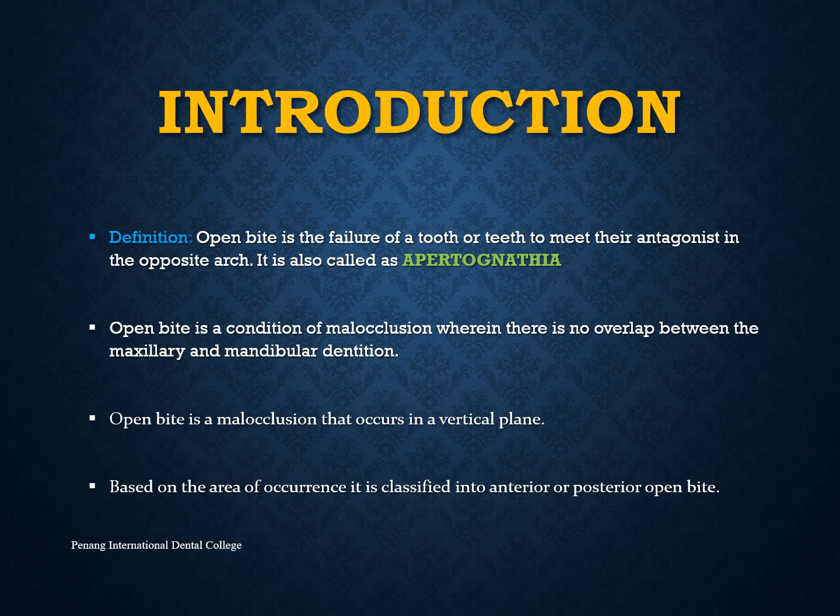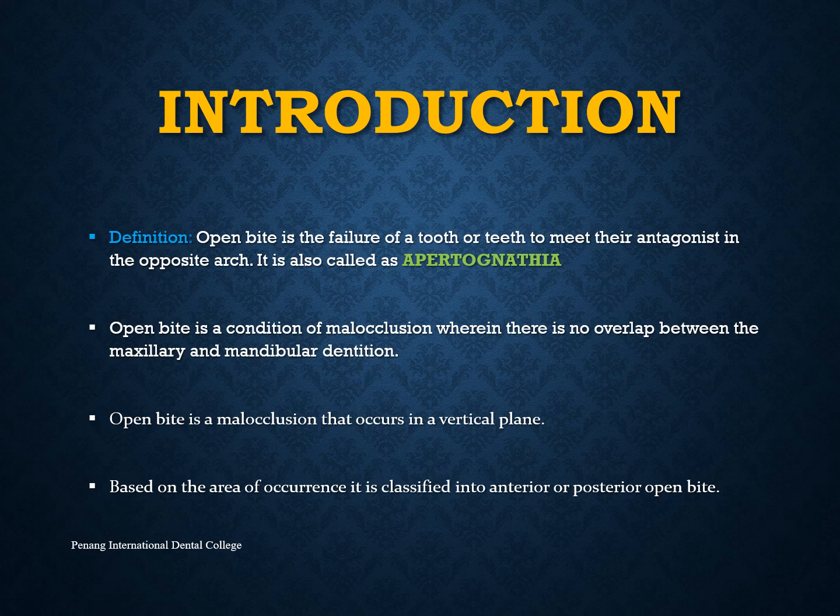Now, as we all know, in layman's terms, what is an open bite? Basically, an open bite is a failure to meet. So it is open, right? The definition is something like this: an open bite is the failure of a tooth or teeth to meet their antagonist in the opposite arch. So when there is a lack of occlusion between your upper and lower teeth, it's called an open bite.